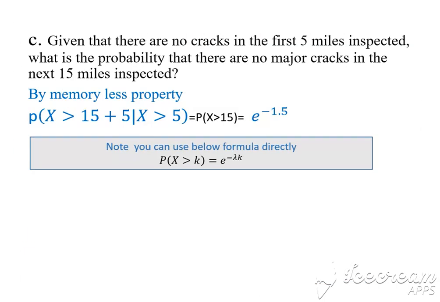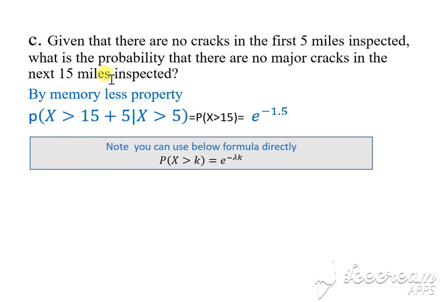Now the last part of this question: given that there are no cracks in the first mile, so you already know that in the first mile no cracks appear, what is the probability that there is no major crack in the next 15 miles? What is special in the exponential distribution? There is one property called the memoryless property. It means that no matter what happened before, we only have to consider what will happen next.